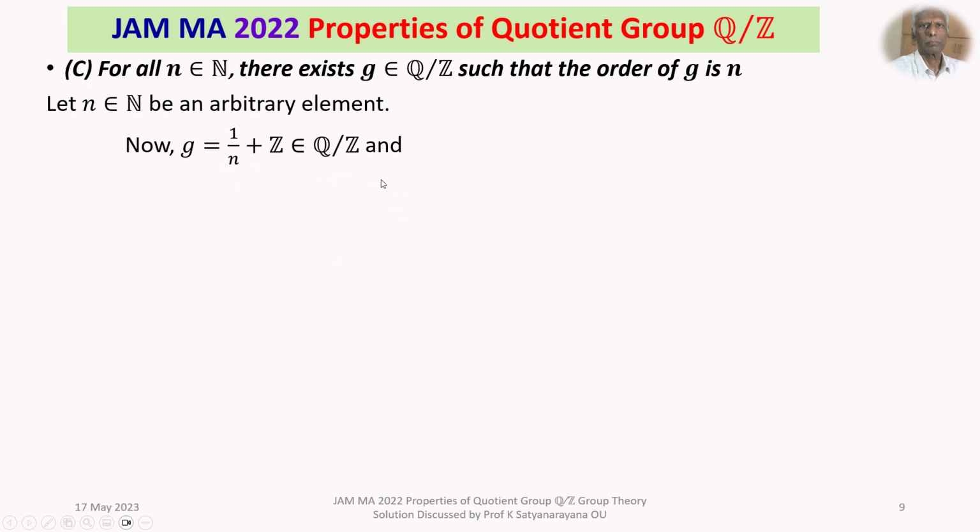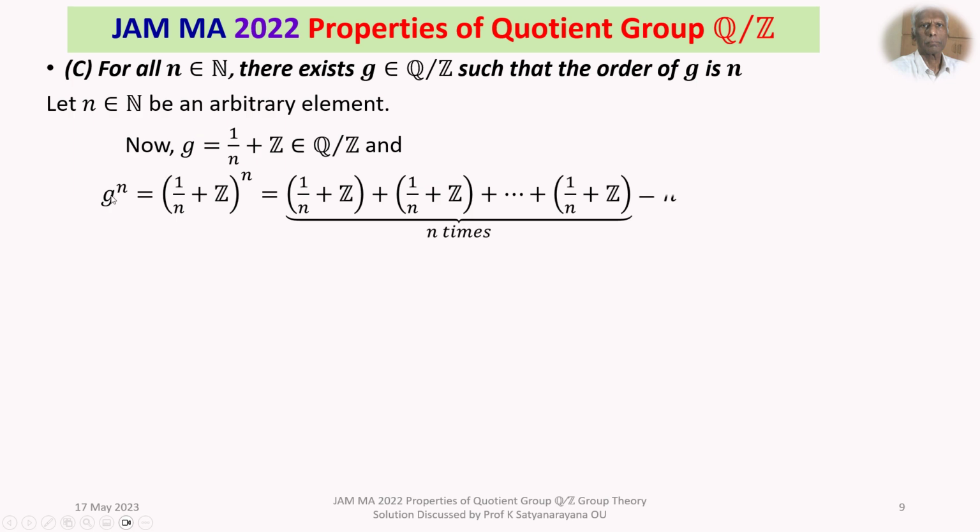Agreed. So now G raised to the power n, that is (1/n+Z) to the power n. Q/Z is an additive group. Therefore, (1/n+Z)+(1/n+Z)+...+(1/n+Z), n times, will be, by the properties of additive left cosets, n times (1/n+Z).